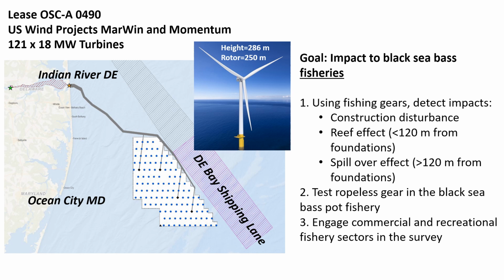Black sea bass, the subject of our study, support important recreational and pot fisheries. Our goal was to evaluate the impact of the reef effect, that is, aggregation effects proximate to subfoundations, and then the spillover effect, that is, overall increases of abundance occurring in the project area. We also sought to engage strong representatives of the Ocean City fishing community sectors.